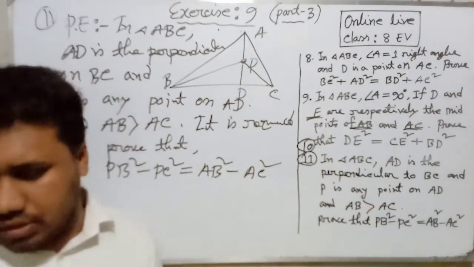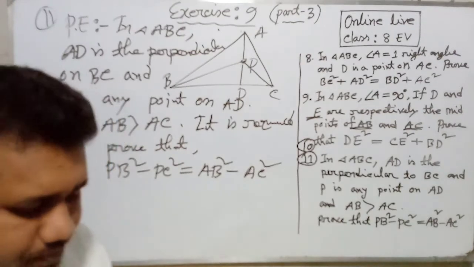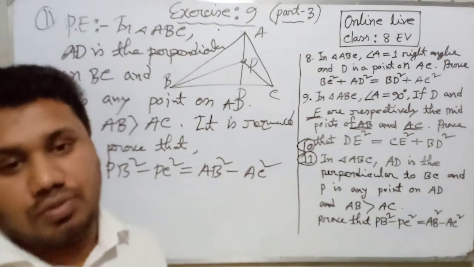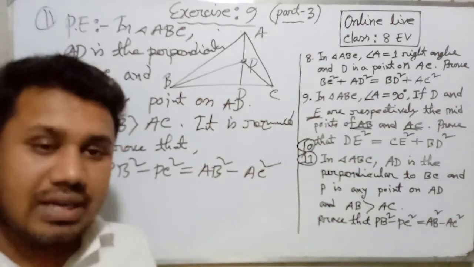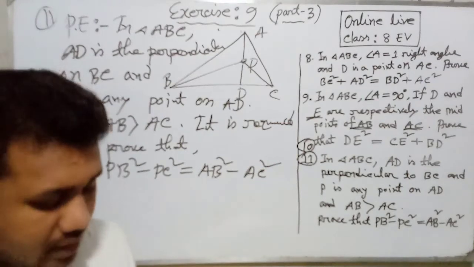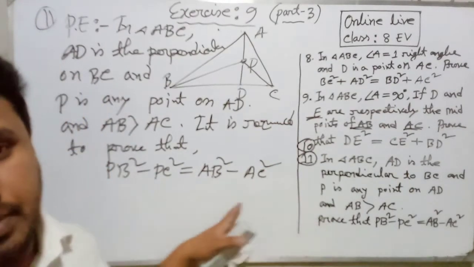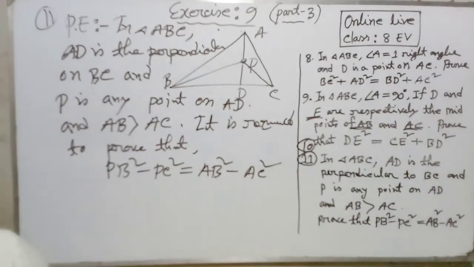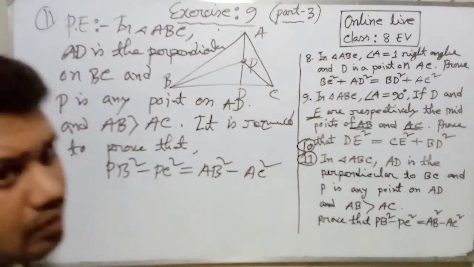If you look, you can see that AB square minus AC square will be BD square minus CD square. Problem number 10: prove that AB square minus AC square equals BD square minus CD square. So if we solve problem number 11, problem number 10 will automatically be solved. Now dear students, this is our particular enunciation. Now we can go to our proof part.